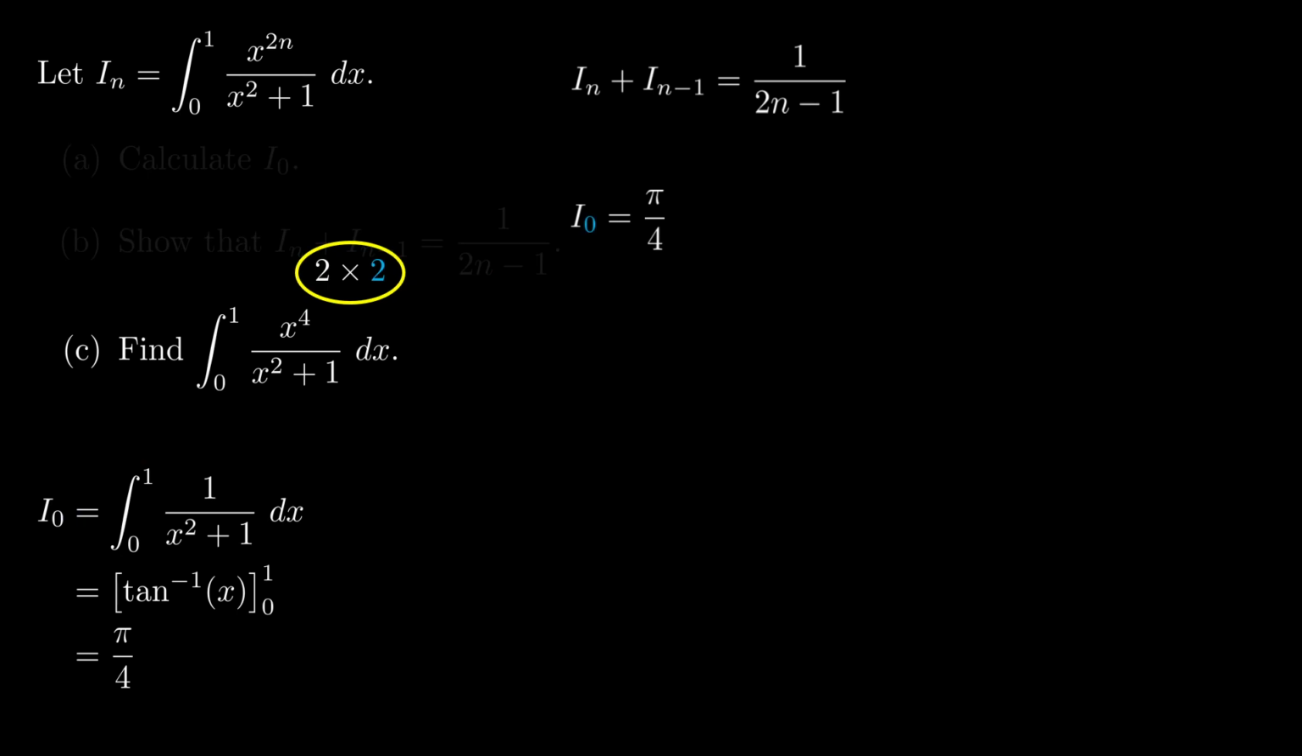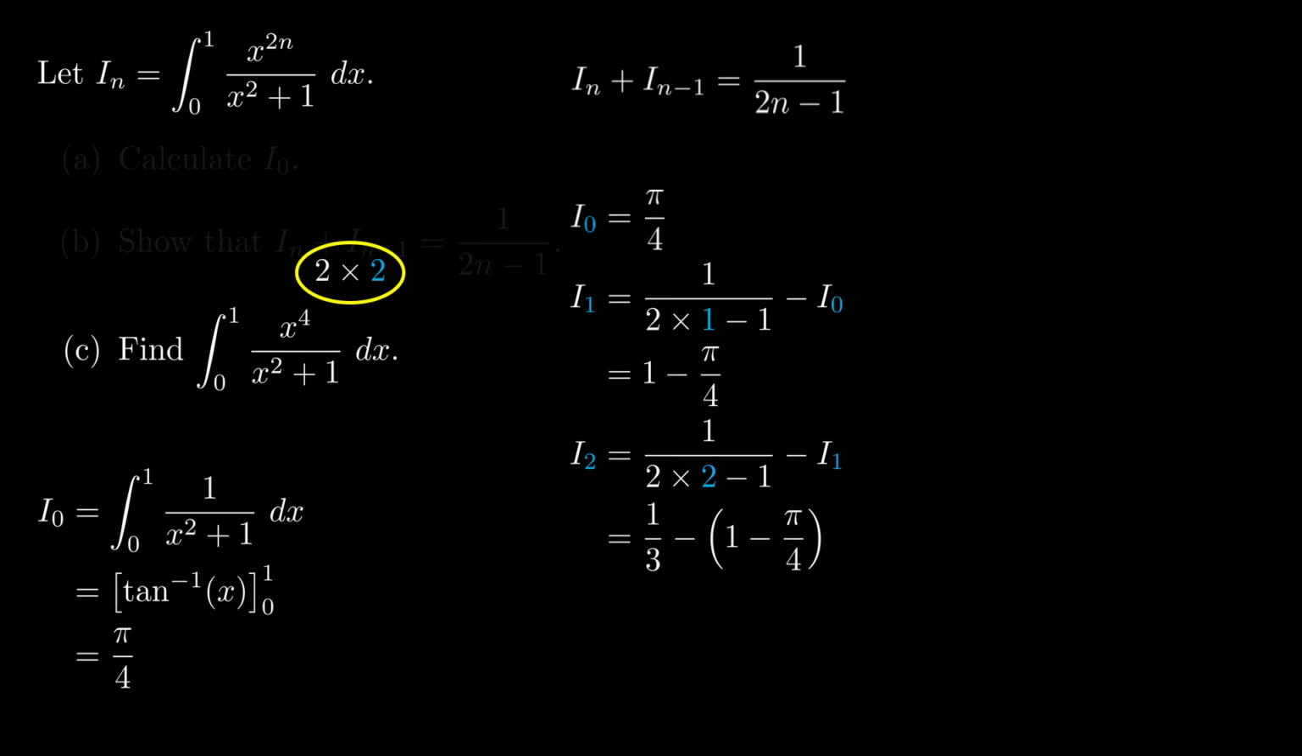And so from this we can get I1. Now, again, think of what's up top there. I1 must be 1 over 2 times 1 minus 1, take away I0, if you move the I_{n-1} to the other side. And so we get 1 minus pi on 4. And so again, using that relationship up top, I2 must be 1 over 2 times 2 minus 1, take away the previous, so I1. And so we get 1/3 minus (1 minus pi on 4), which simplifies to pi on 4 minus 2/3.